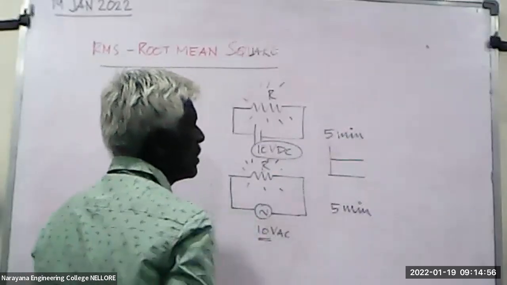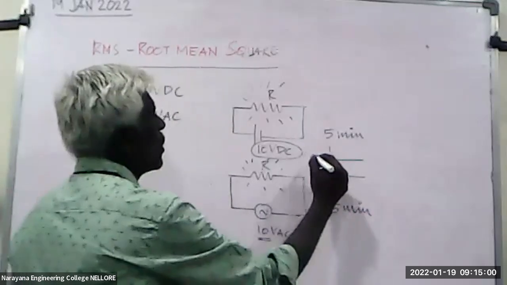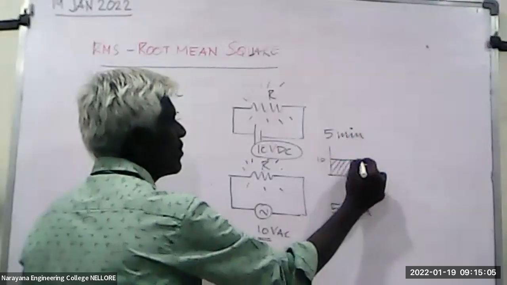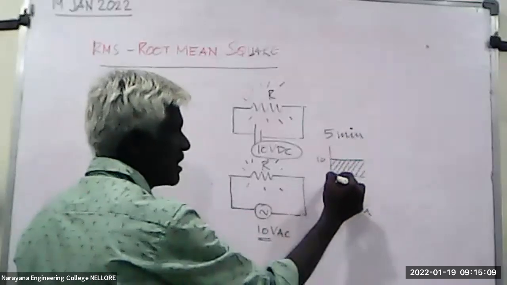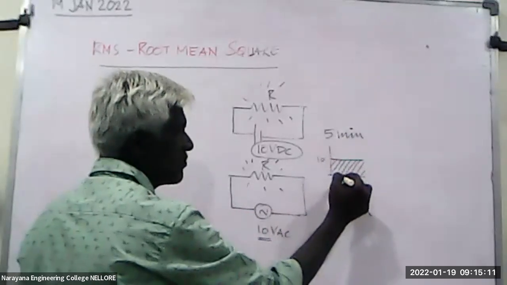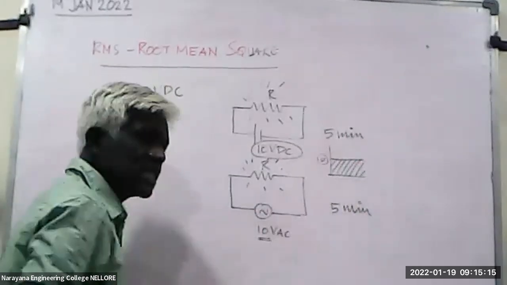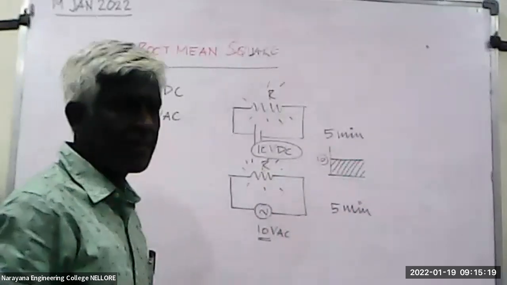If you see the DC voltage, it is continuously applied. For every instant of time, it is 10. You take the first instant, second, third, fourth, fifth, any instant, and the value of the voltage is constant and constantly applied to the resistor, so it will be heated up.